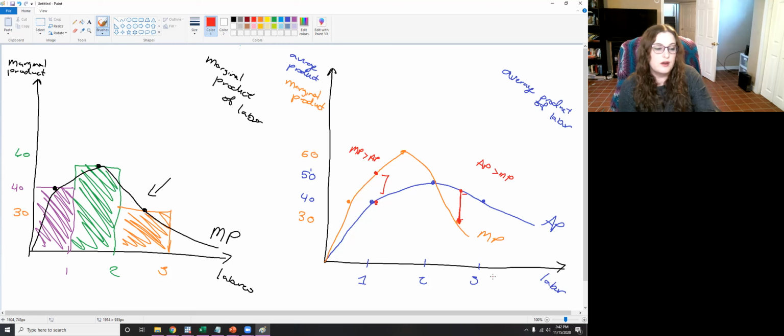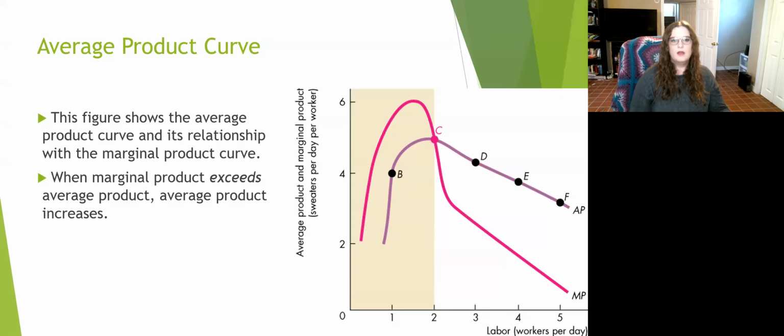Now that we've kind of drawn out this graph a little bit, let's go back. Average product curves look at how many are being produced on average. Right? So how many cookies are being produced on average? How many sweaters are being produced on average? That's just the total amount that's coming out divided by the number of workers.